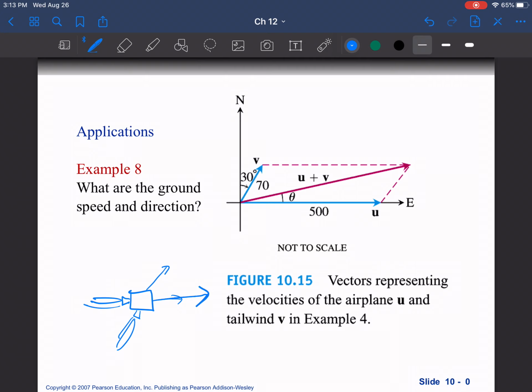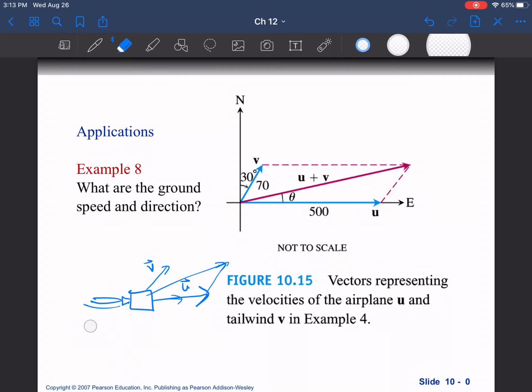You'd have this vector u and this vector v right there, and then your total speed would be the sum of those, u plus v. That would be your total velocity vector. It's the sum of individual velocity vectors.